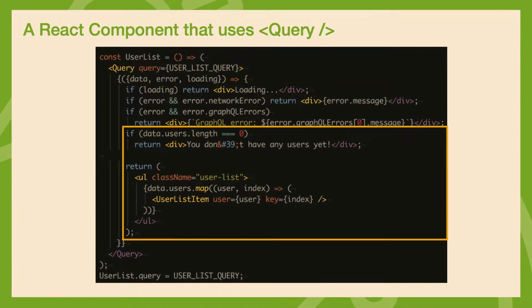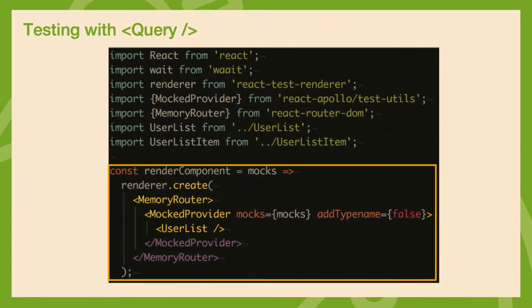And then there's really the core of the component, right? Here we're checking the number of users we got back, and if we don't have any, we display this message, and if we do, we generate that list and map it into an unordered list of user list items. So what does it look like to test this?